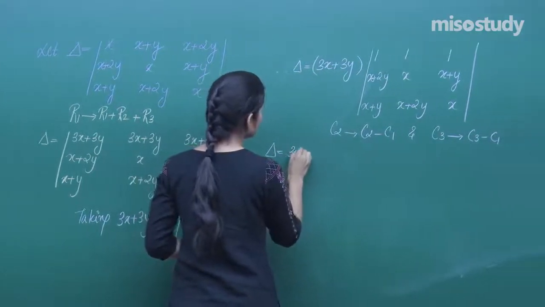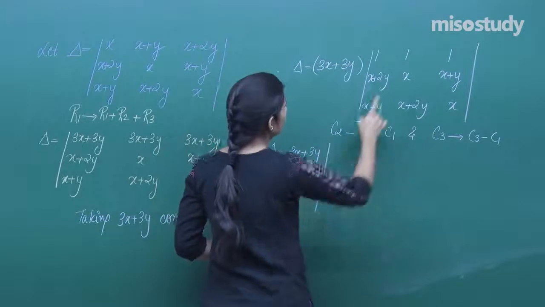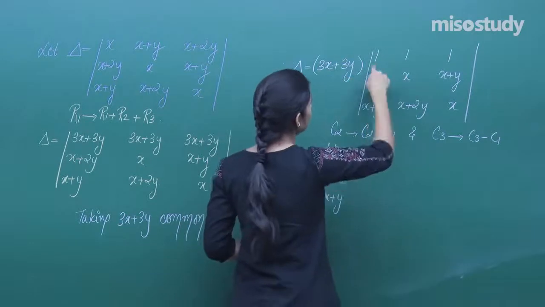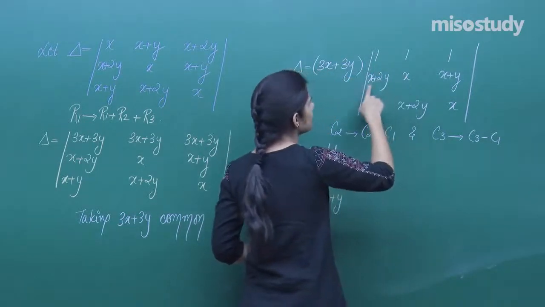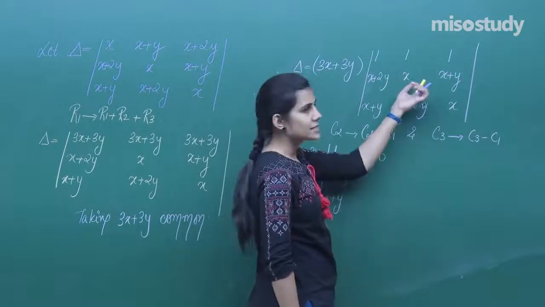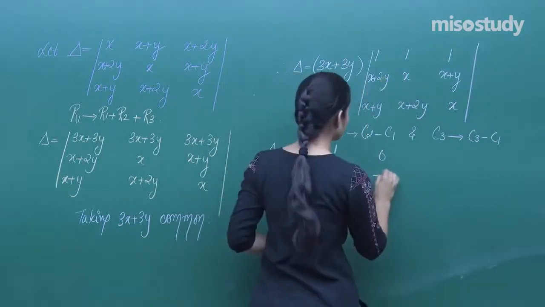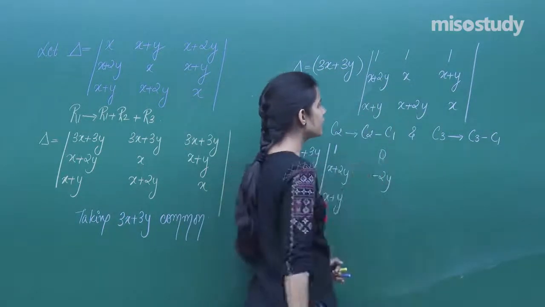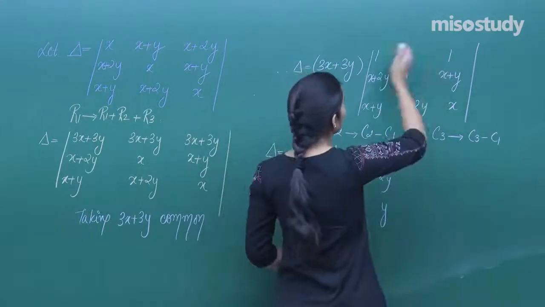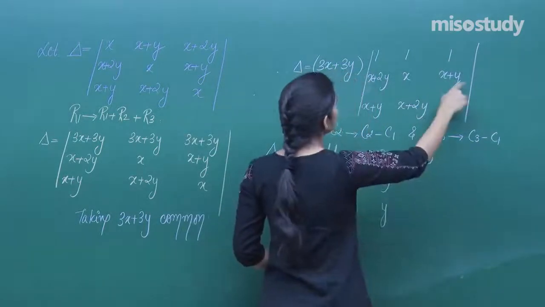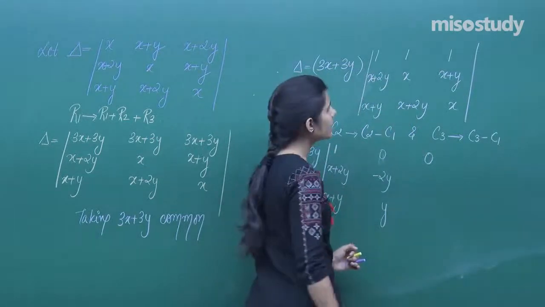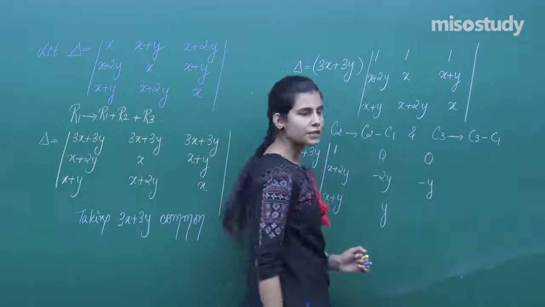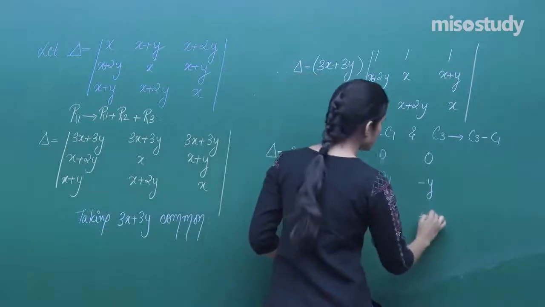This gives me del is equal to 3x plus 3y, column 1 as it is, column 2 minus column 1: 1 minus 1, 0, x minus 2y, so x minus x minus 2y just gives you minus 2y. Then x plus 2y minus x minus y, 2y minus y is y. Then column 3 minus column 1: 1 minus 1, 0 again, x plus y minus x minus 2y, so y minus 2y is minus y. Then x plus y minus x minus 2y, so y minus 2y is minus y. And x minus y, this is again minus y.